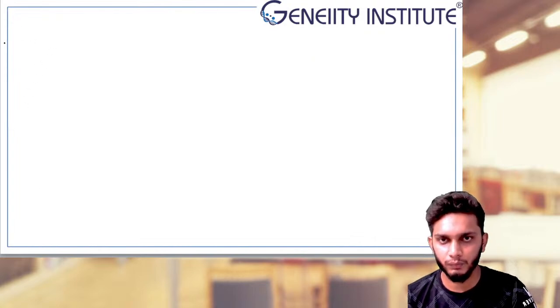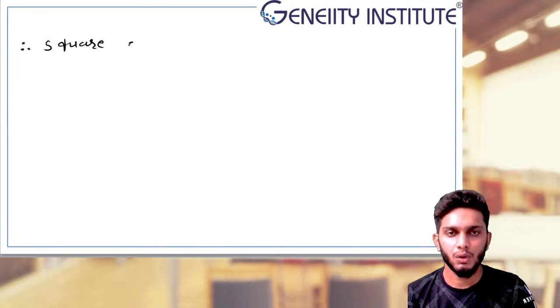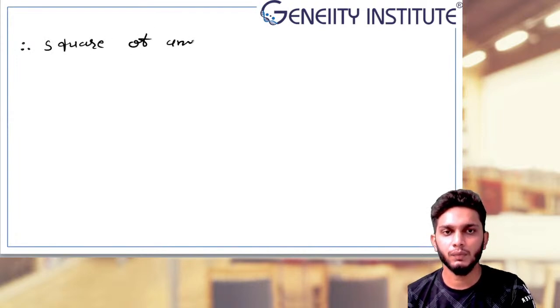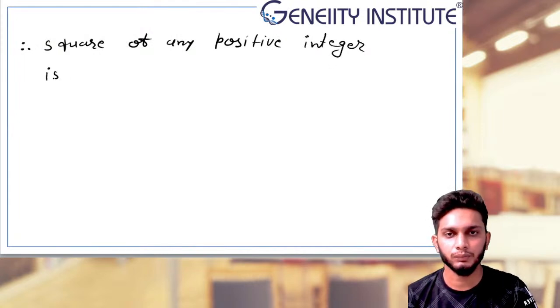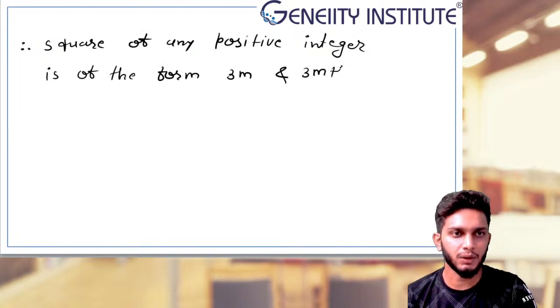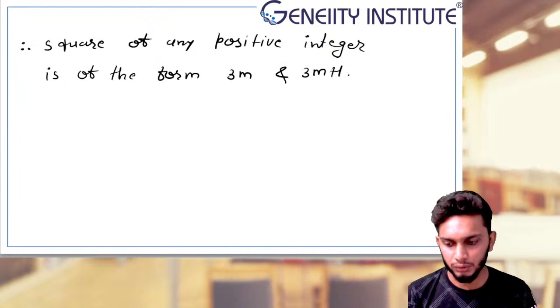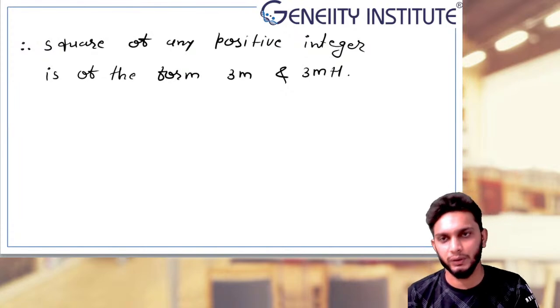Therefore, the square of any positive integer is of the form 3m and 3m plus 1. Okay, the square of any positive integer is of the form 3m and 3m plus 1.